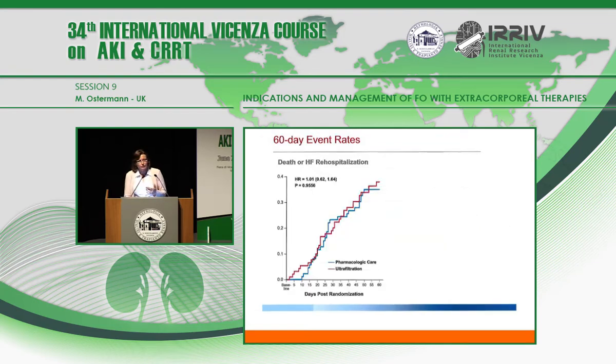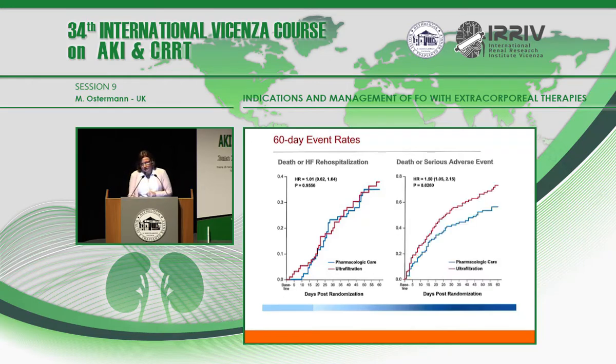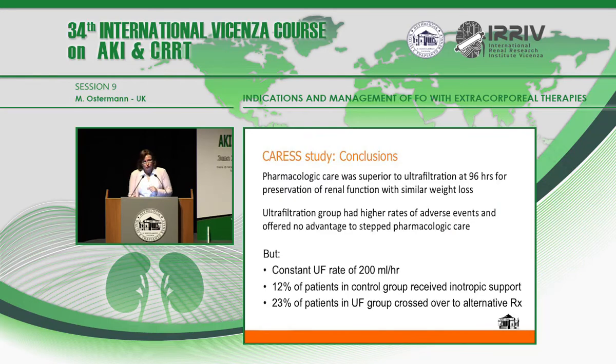With regards to other hard endpoints, they looked at 60-day mortality, and as you can see here, there was no difference between the two groups. And interestingly, when they looked at adverse events, there were more adverse events in the patients randomized to the ultrafiltration group within the first 60 days. So correctly, the authors concluded that pharmacological therapy was superior to ultrafiltration with regards to the beneficial effects on kidney function. There was no difference in weight loss. Ultrafiltration was associated with a higher risk of adverse events, but no difference in 60-day mortality.